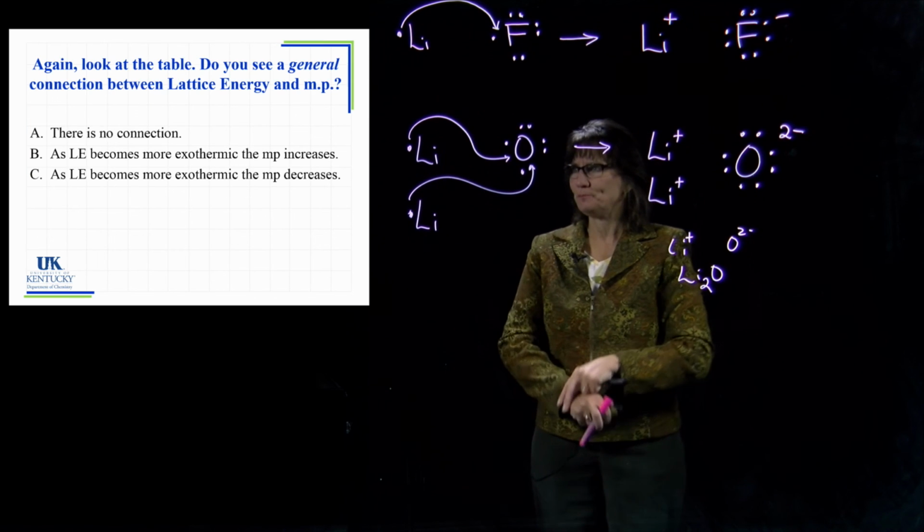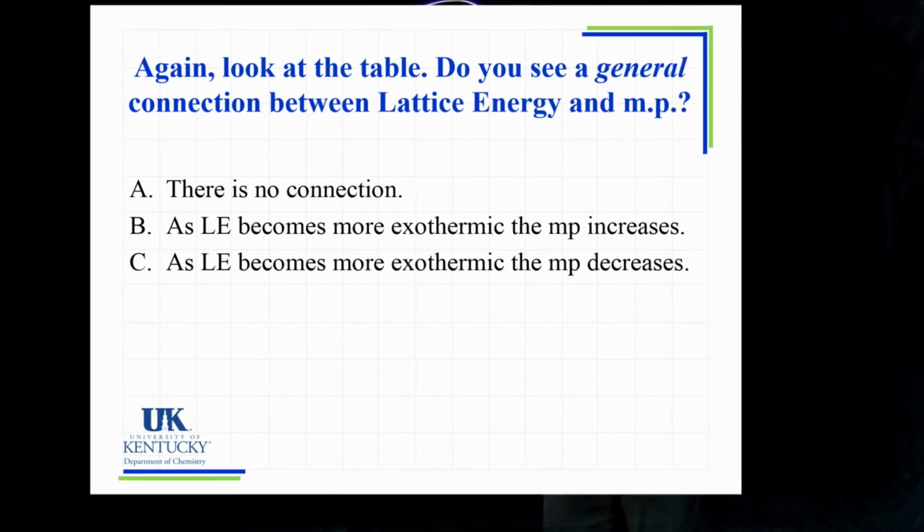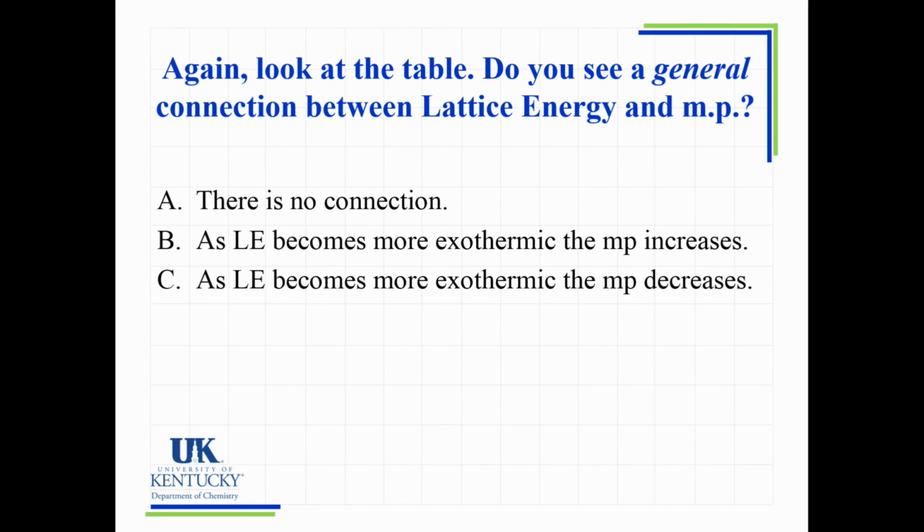So let us look at the comparison by looking at that table. You're going to go back again and look in your notes at your table, and you're going to see if you can see a general trend. It's not a perfect trend, but a general trend between lattice energy and MP. MP stands for melting point. So look at your table and see if you can see a connection.